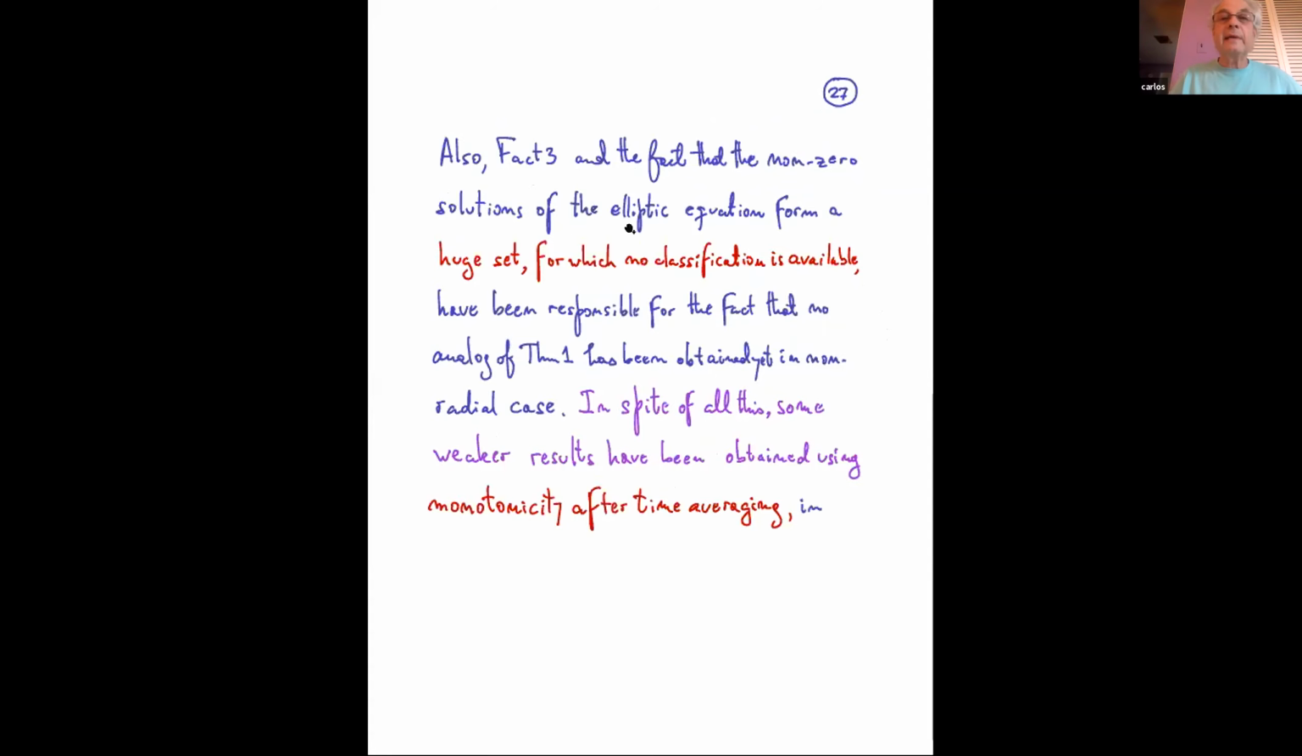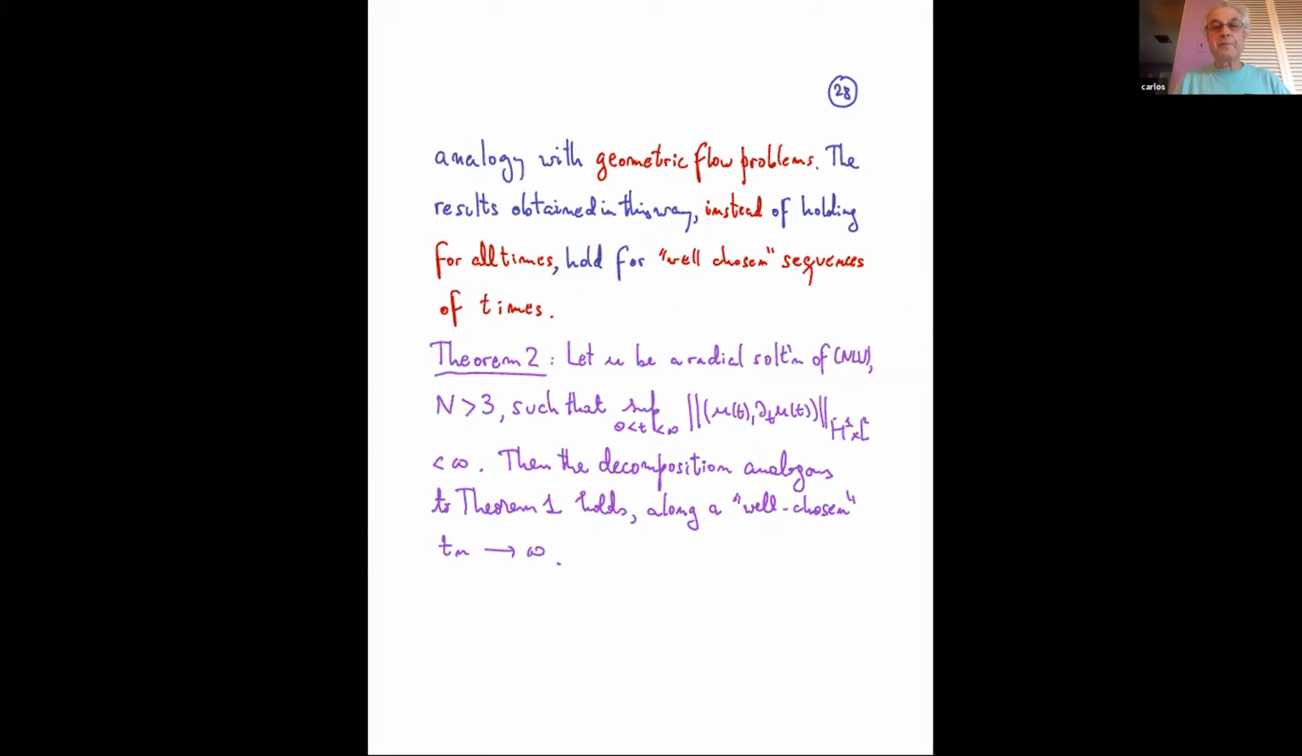Now, the fact that none of these estimates hold for the non-radial case, and the fact that there's a huge set of solutions to the nonlinear elliptic equation, for which there's no classification, there's no quantification. This is responsible for the fact that there's no analog of theorem 1 in the non-radial case in any dimension right now. In spite of this, some weaker results using monotonicity after time averaging have emerged.